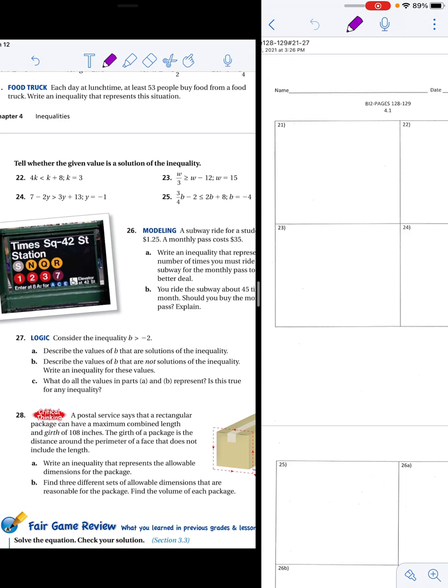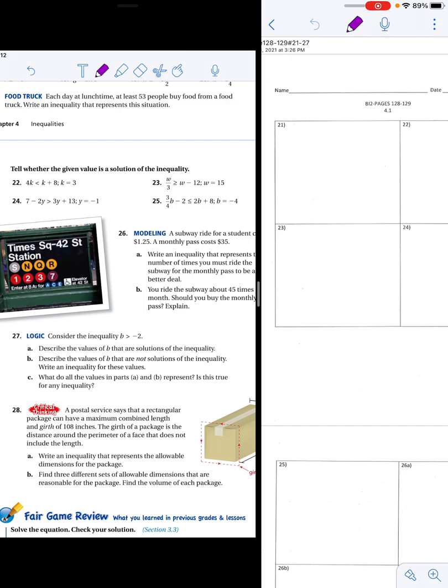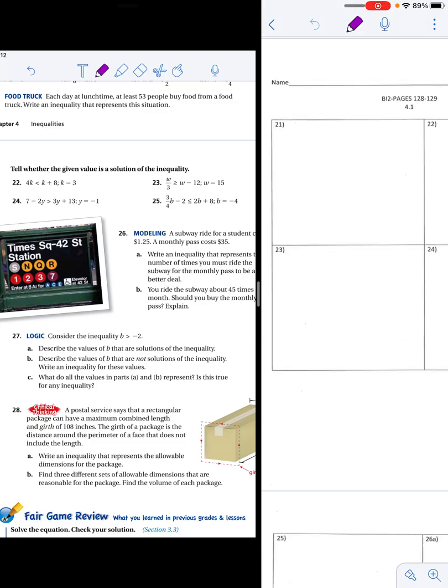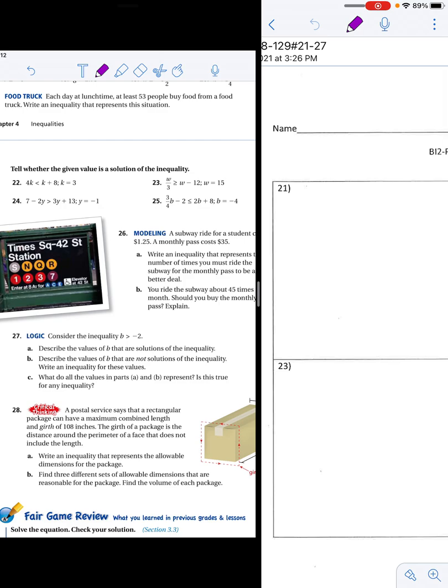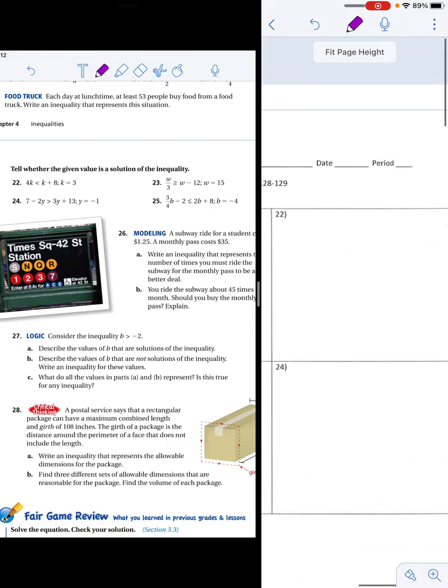Okay, on number 21, I am up here at the top of the page. It says each day at lunchtime at least 53 people buy food from a food truck. Write an inequality that represents the situation. So if at least 53 people buy food, that means 53 or more. So the inequality would be greater than or equal to 53. Okay. 22 through 25, tell whether the given value is a solution of the inequality.